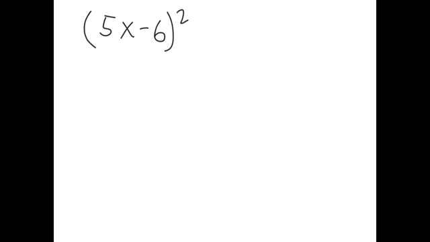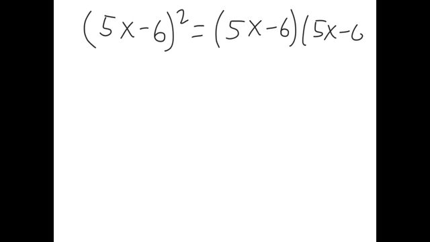So you have to think, what happens when you square something? Well, you multiply it by itself, right? So this is the same thing as saying 5x minus 6 times 5x minus 6. And then you need to multiply it. So 5x needs to multiply by 5x, which is 25x squared. Remember, add the exponents.